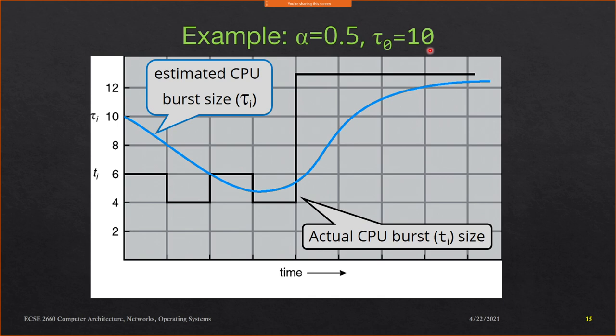Tau is the time of the CPU burst time. In the chart, the black line is equal to the actual burst time, and our prediction is like a guess.